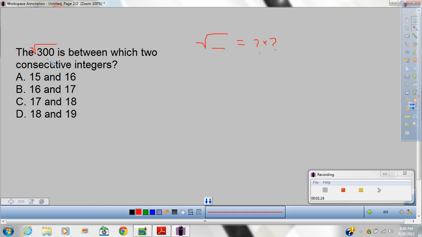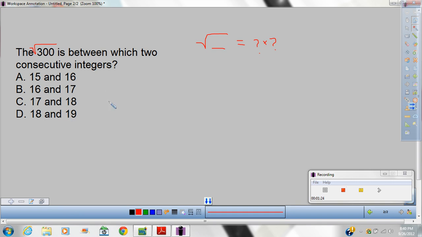Guess what? This is an imperfect square root. It's not going to be a nice, pretty number. What I mean by that is it's going to be a really, really long decimal. And we want to know, does this decimal fall between 15 and 16? Does this decimal fall between 16 and 17? So on and so on.